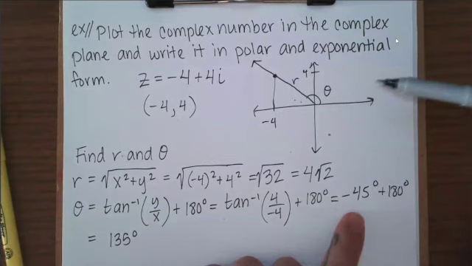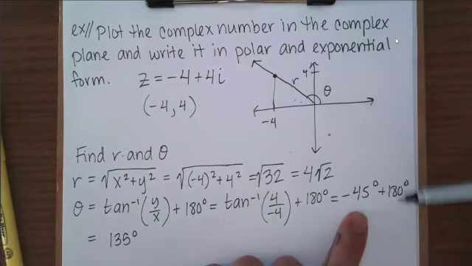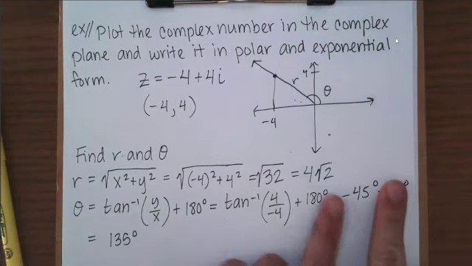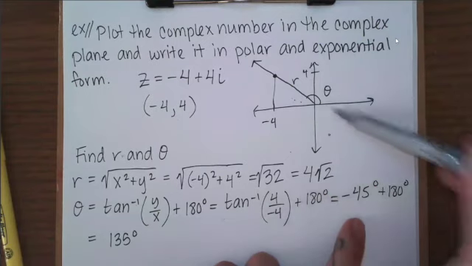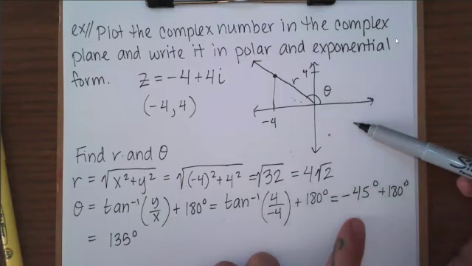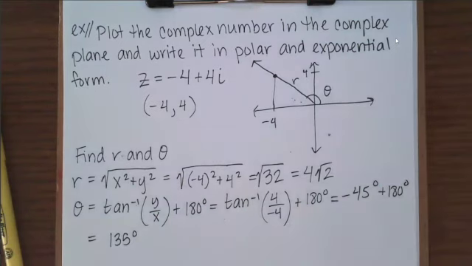So the important thing about having a picture is if you didn't have a picture and you just forgot about this 180, your calculator tells you -45, which is over here. That's clearly not correct. So the picture helps you remember, aha, I need to add 180 to bump that over. Okay, so we found r and theta.